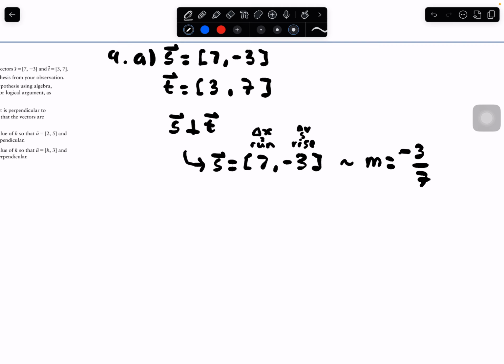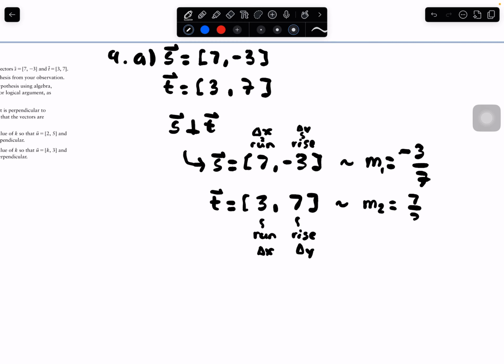Okay, what about t then? T is the vector 3, 7. And again, we have the same comparison we can make. This is equal to a run. This is a rise. Delta x, delta y. And then this vector, let's call this m1. Its equivalent slope, in a sense, would then be 7/3. Okay, now notice something here.